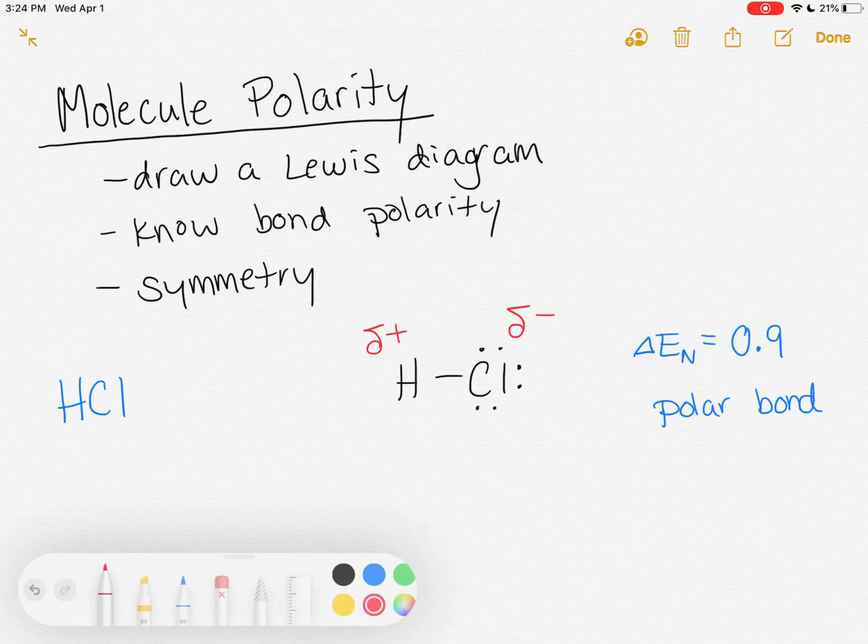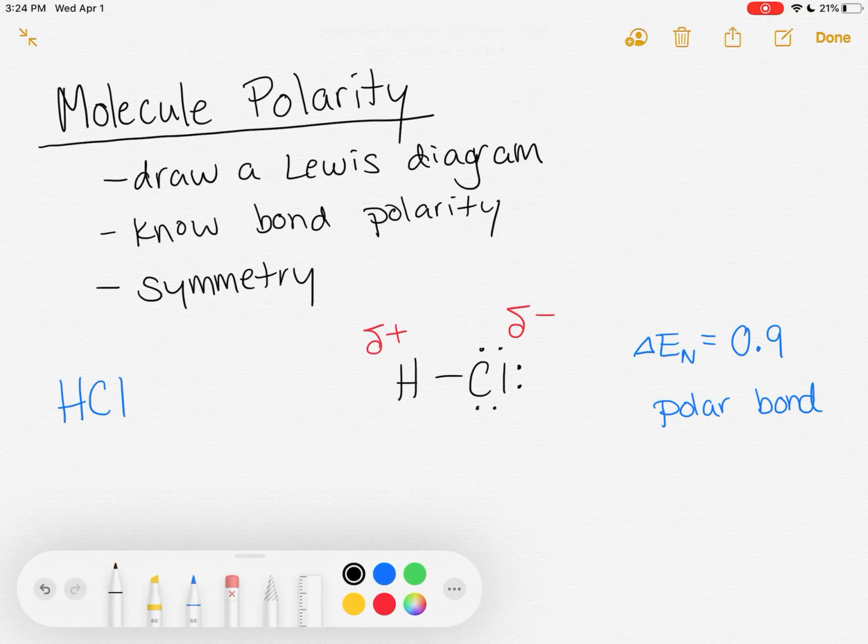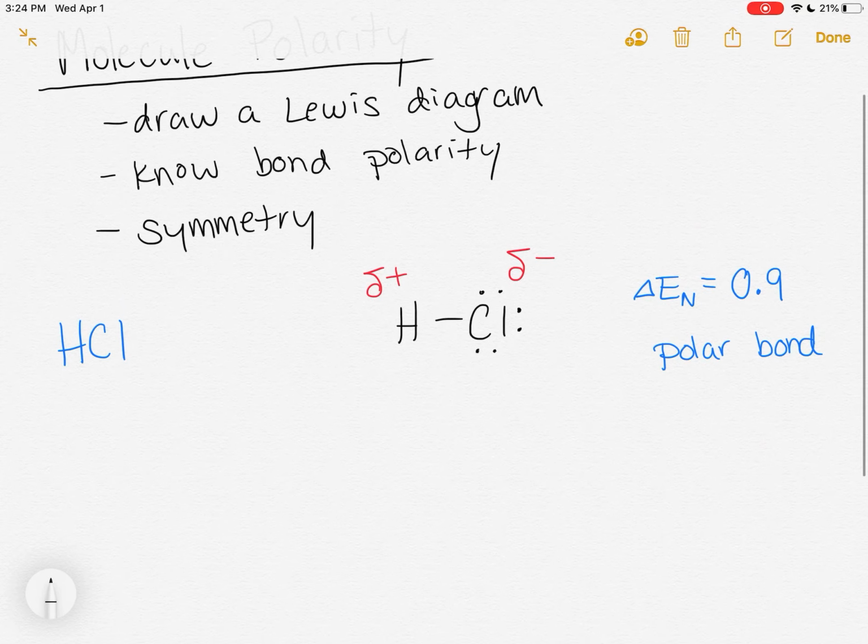Okay, so in order to do that, the first thing that we want is to figure out what the shape of the molecule actually is. Since this molecule has only 2 atoms, it is automatically going to be a linear shape. There is no other option when there are only 2 atoms in the molecule. The molecule will always be linear if there is only 2 atoms in the molecule. So it is a linear shape.